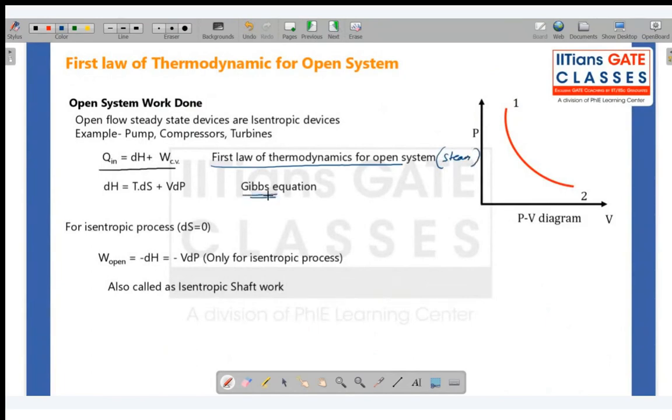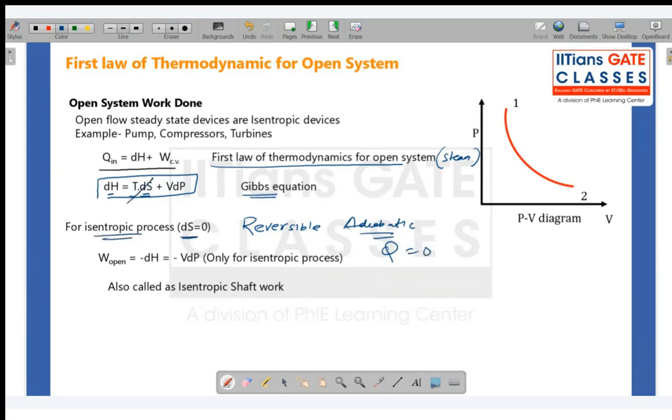And there is one more equation, the Gibbs equation, that I am not going to cover now, but it comes at the very end. It relates temperature and entropy, and VdP. I'll probably cover it in entropy, but it's not as important because you don't have to derive it. You just have to know how enthalpy and entropy are related. Now most of our systems, turbines and compressors, are all isentropic. What is isentropic? Isentropic is reversible adiabatic. Adiabatic means Q is equal to zero. Isentropic means dS is equal to zero.